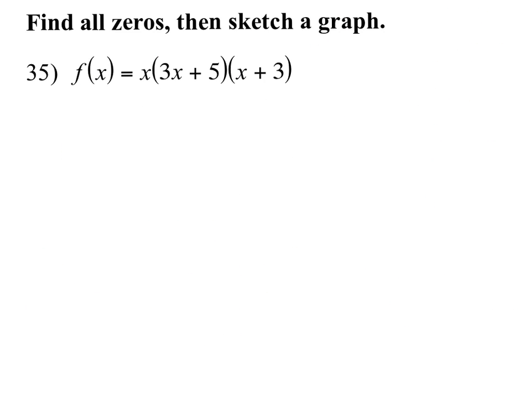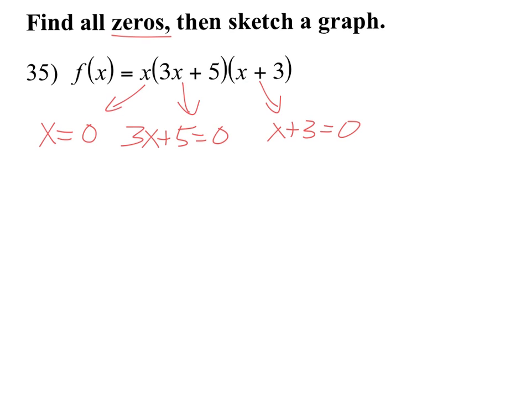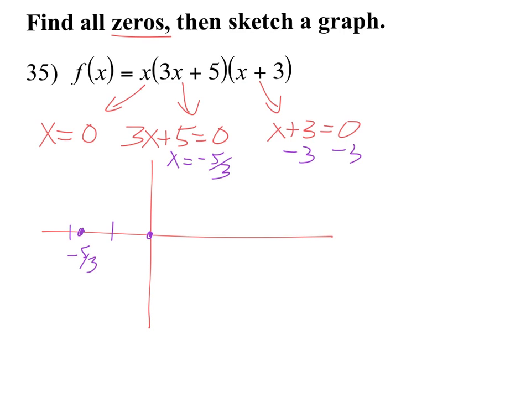All right, we've got to find all zeros and then sketch a graph. Zeros, in other words x-intercepts, happen when we multiply to get 0. So we've got x is equal to 0, 3x plus 5 is equal to 0, and x plus 3 is equal to 0. Plotting those, we're going to have 0. This would be negative 5/3, which is somewhere bigger than negative 2 and less than negative 1. And then we're going to have negative 3 as our third zero.